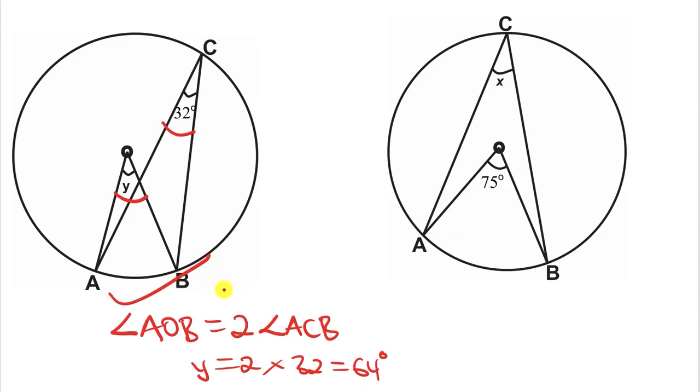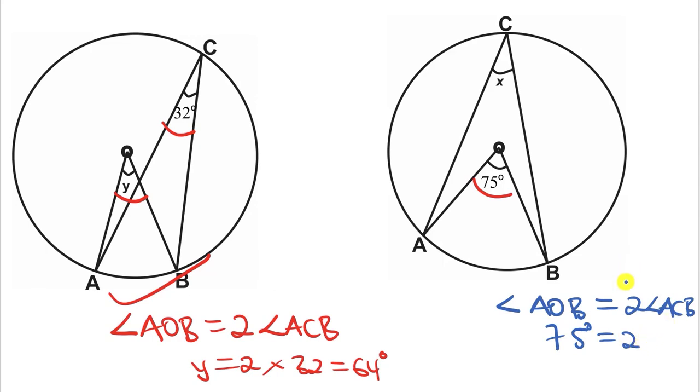Now let's consider this one too. Do we have an angle at the center? Yes, the angle at the center is 75 degrees. That is angle AOB is 75. And this angle will be equal to 2 times angle ACB. If that is the case, then our angle AOB was 75 degrees, and this will be equal to 2 times our angle ACB. ACB was marked X. In that case, we have to solve for X.